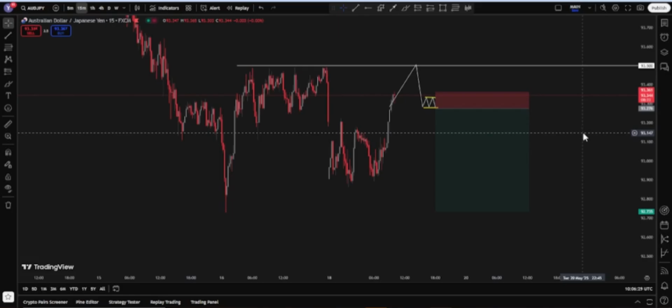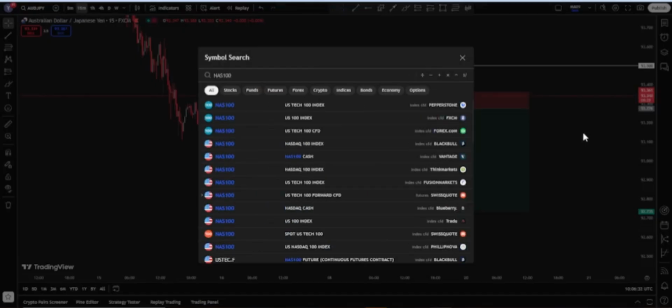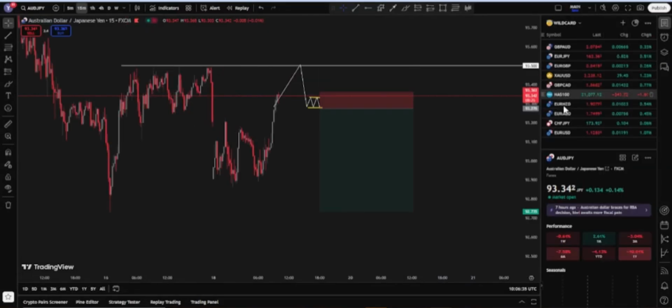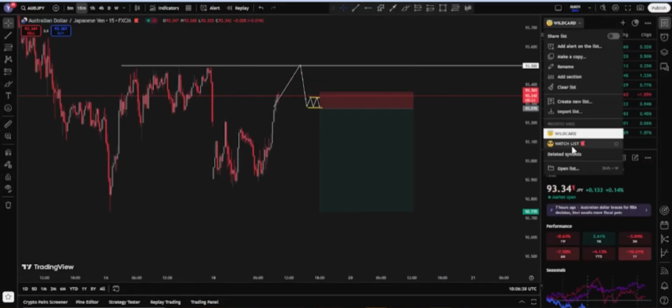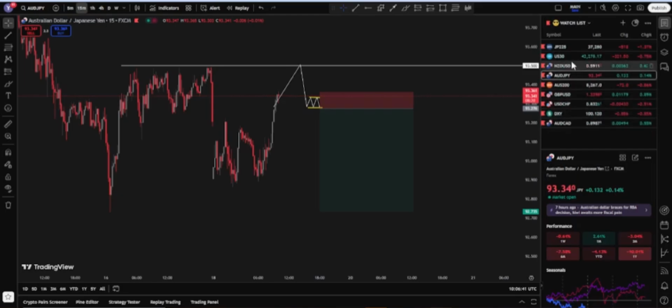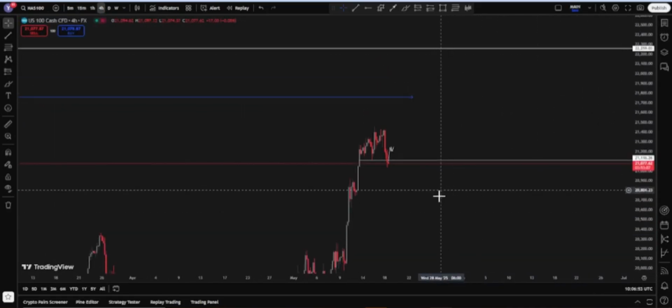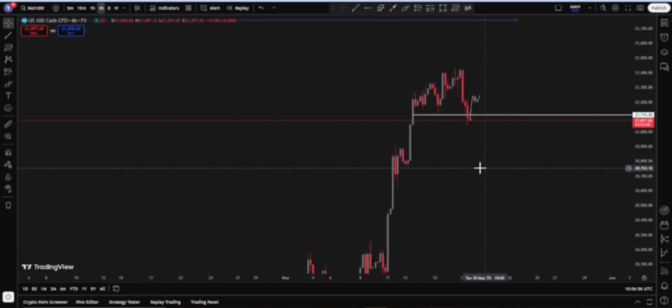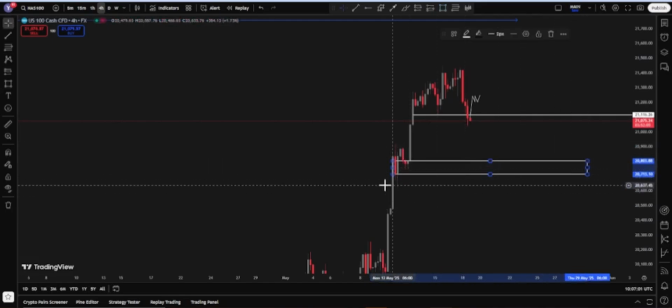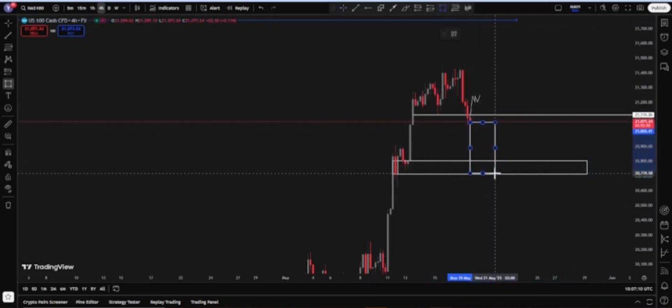Then we have NAS100. I think I have NAS100 on this. Where's my watch list? Yes. Sorry, a moment. This is my NAS100 here. So NAS100, looking at it on the 4 hour. This is a level, a volume area, that price has triggered, causing this correction for this move to the upside. But looking at it on the 4 hour time frame, there's so much big space in it.